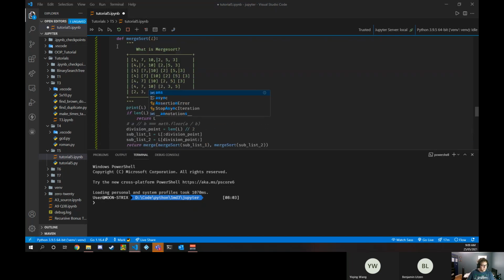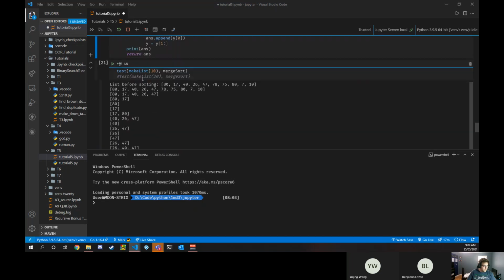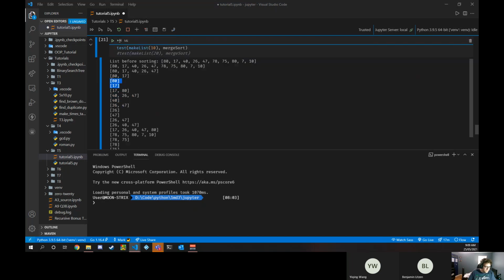What happens if I do print answer? Do you think this will show the merge step? It does show the merge step. Awesome. So it splits in half, splits in half, splits in half, base case. Merge the base case. Cool.